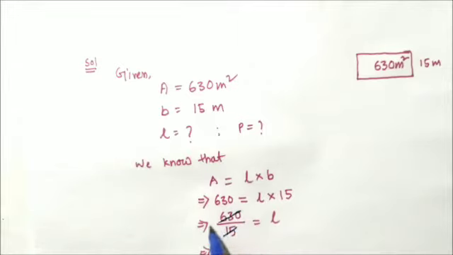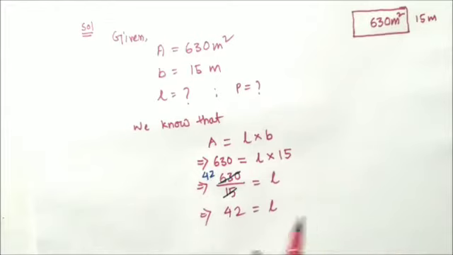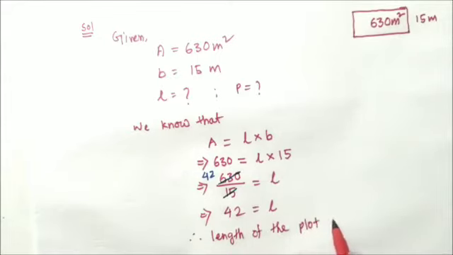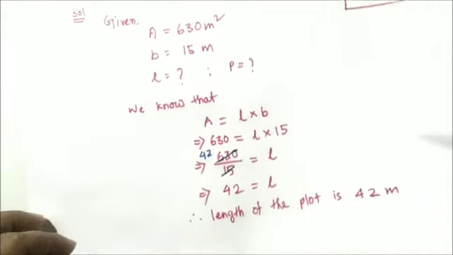15, you must know the table of 15, huh? Those students who do not know the table of 15, let us try to learn it by heart in this lockdown period. It will be very helpful for you in your future life. 15 fours are 60, and 60, then 3 will remain here, so 30. 15 twos are 30. So the answer is what? 42. That means the length of the plot is 42 meter. Clear?